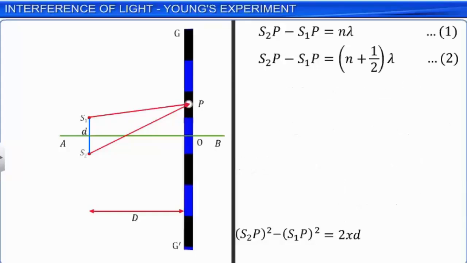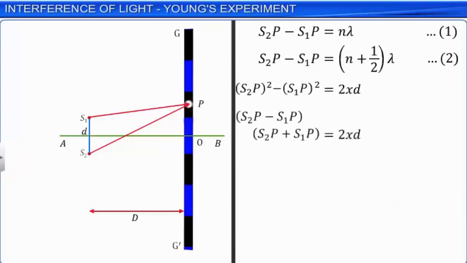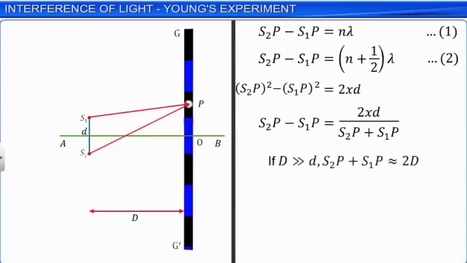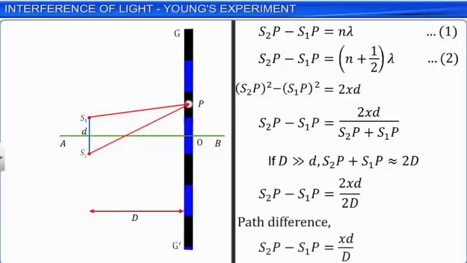This equation can also be written as S2P − S1P is equal to 2xd divided by (S2P + S1P). If capital D is much greater than the small d, then we can assume that S2P + S1P is approximately equal to 2D. Then the path difference S2P − S1P is equal to xd/D. Let this be equation 3.